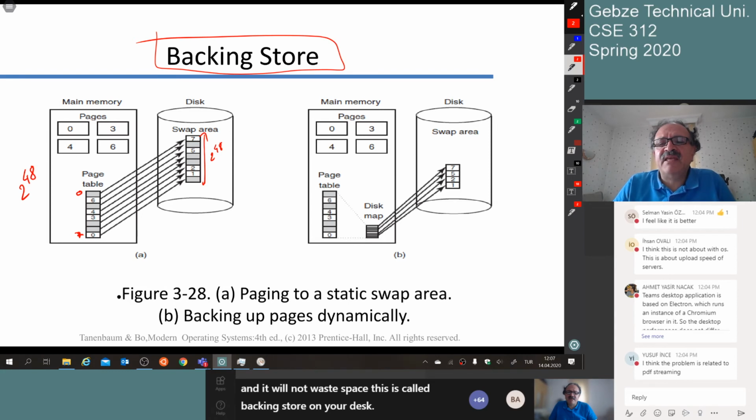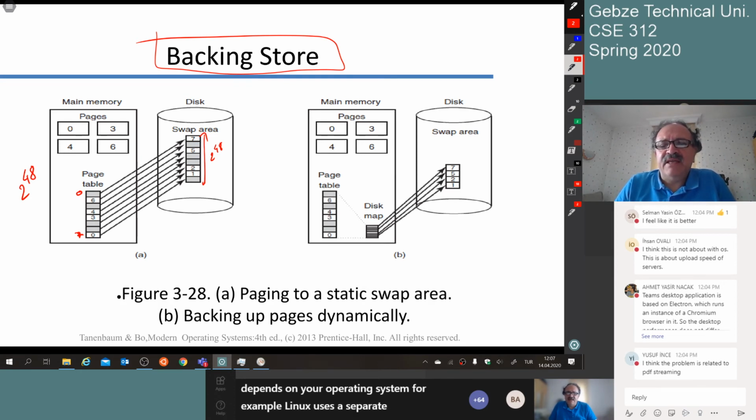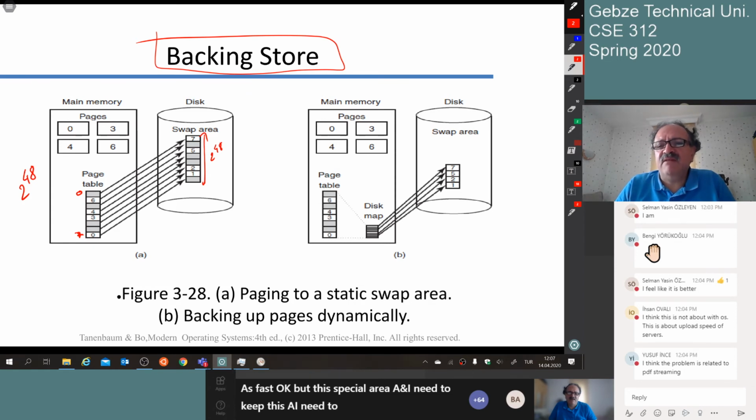And how you handle this backing store depends on your operating system. For example, Linux uses a separate physical disk area, a disk partition. When you install a Unix operating system, it will just keep some disk partition as a swap area, so that loading pages and writing back the pages to the disk is fast. It's a special area. Again, I need to keep this very, very fast.